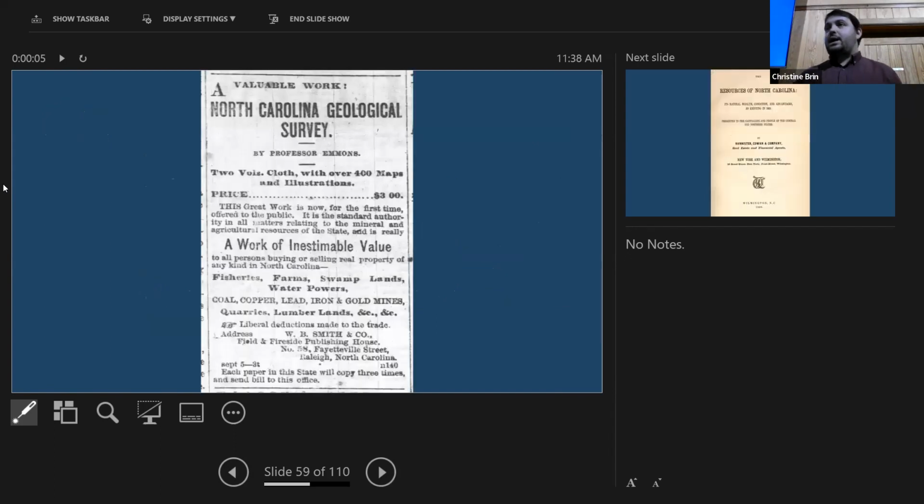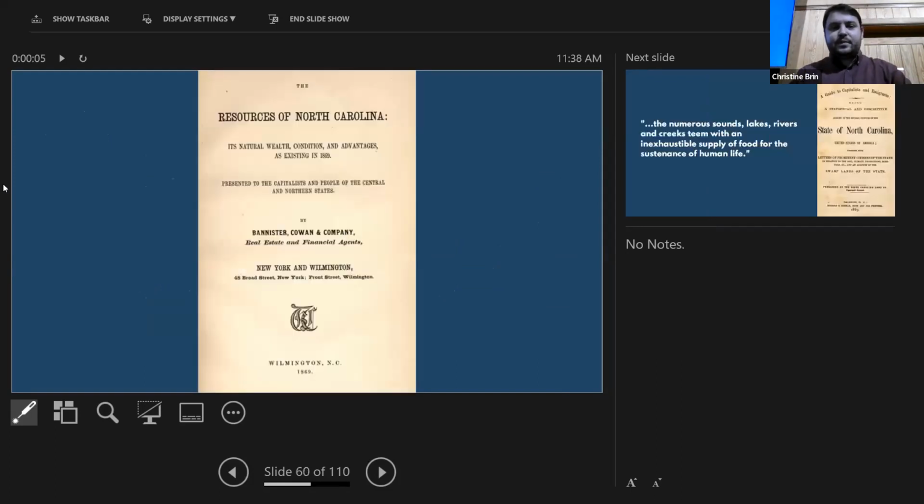In fact, they had a bunch of publications that went out. The North Carolina Geological Survey was putting out all this information about the many resources of the state, including fisheries, to try and attract outside investment into the state. 1869, Resources of North Carolina. And this says, presented to the capitalists and people of the central and northern states. Again, they're advertising and trying to sell North Carolina to the northerners to get them to move down here and invest in its natural resources.